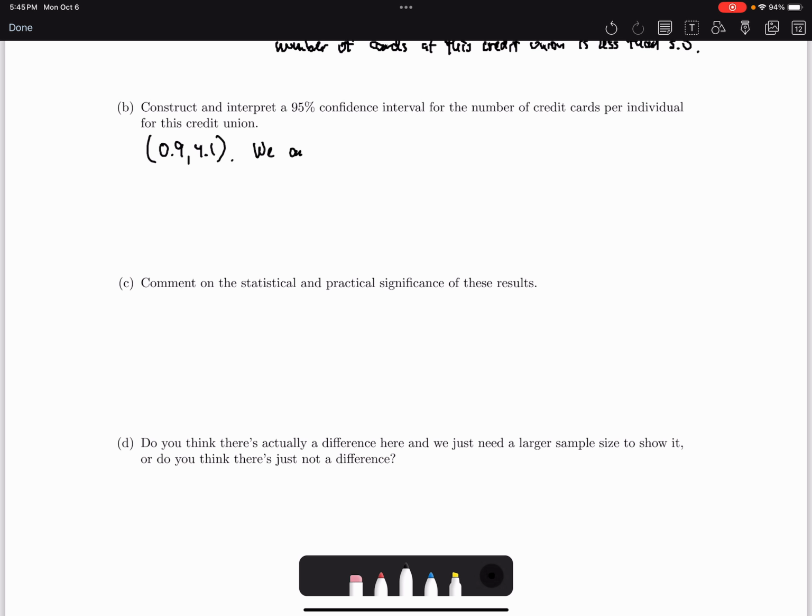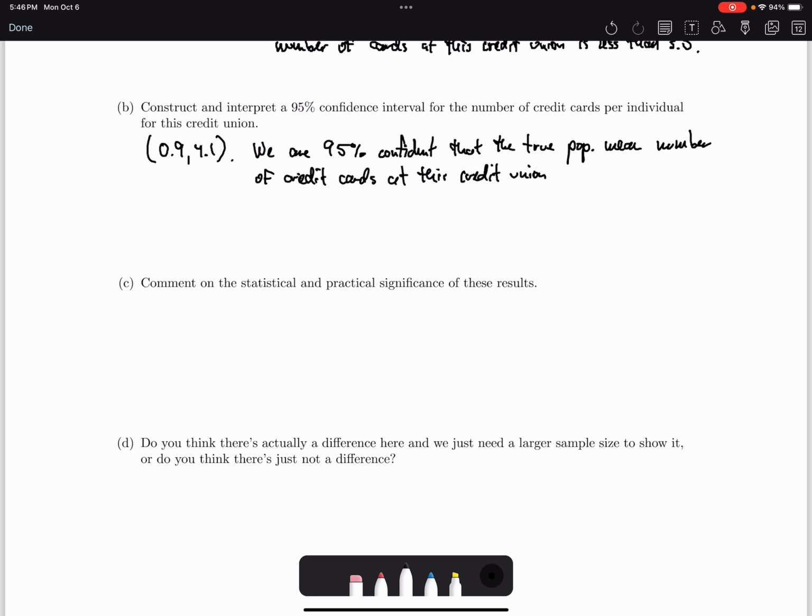We are 95% confident that the true population mean number of credit cards at this credit union is somewhere between 0.9 and 4.1.